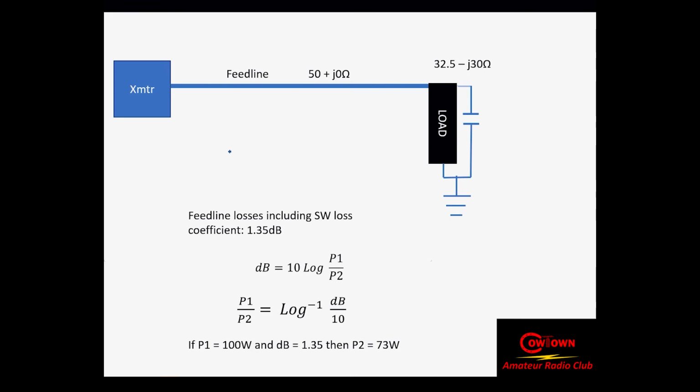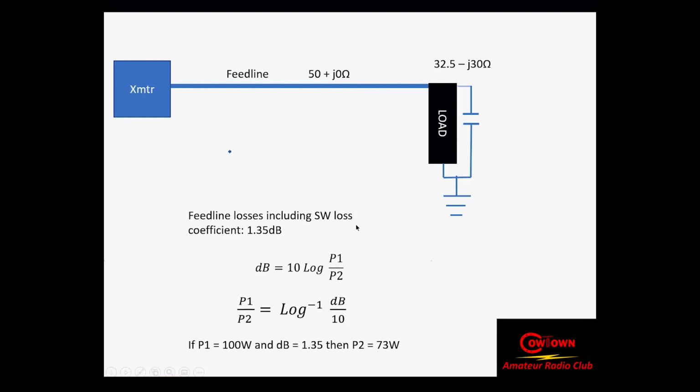Okay, so now it's time for a little bit of arithmetic. Hope you guys have got your calculators or slide rules with you. So I went to the trouble of drawing a graphic here. This is your transceiver, transmitter going out. I've got a feed line that's nominally 50 plus j0 ohms characteristic impedance. I've got a load. Pretend this is a resistance here, and I've got a capacitor across that load. So I've got 32.5 ohms of resistance and minus 30 ohms of capacitive reactance over here.